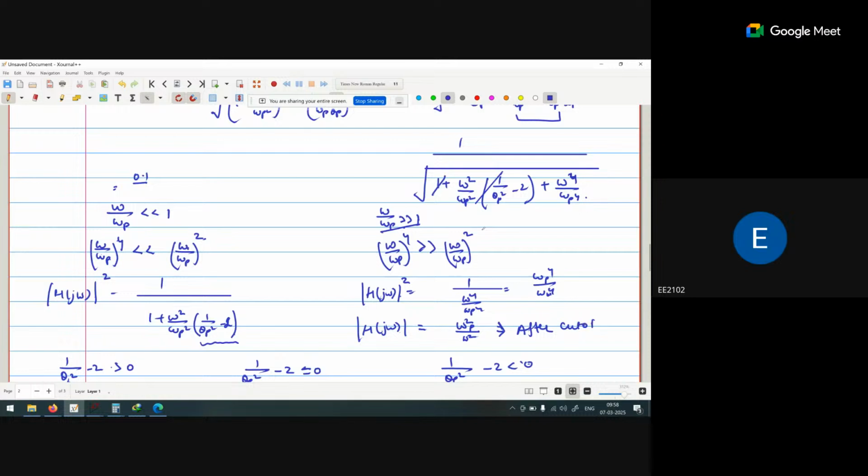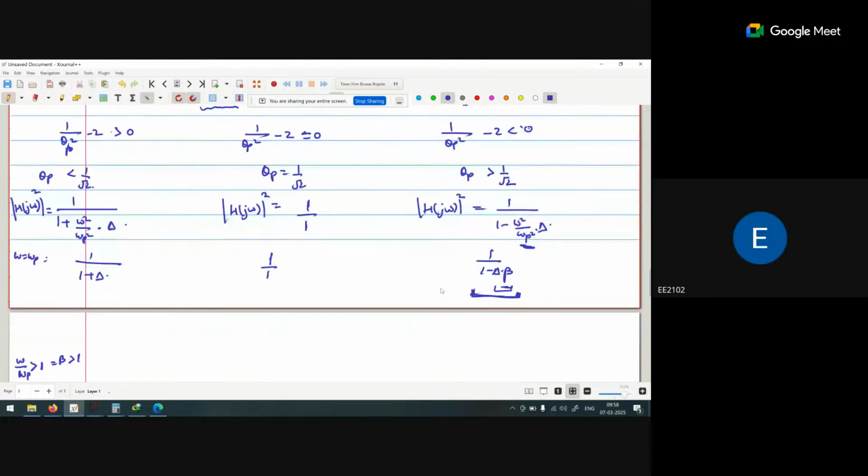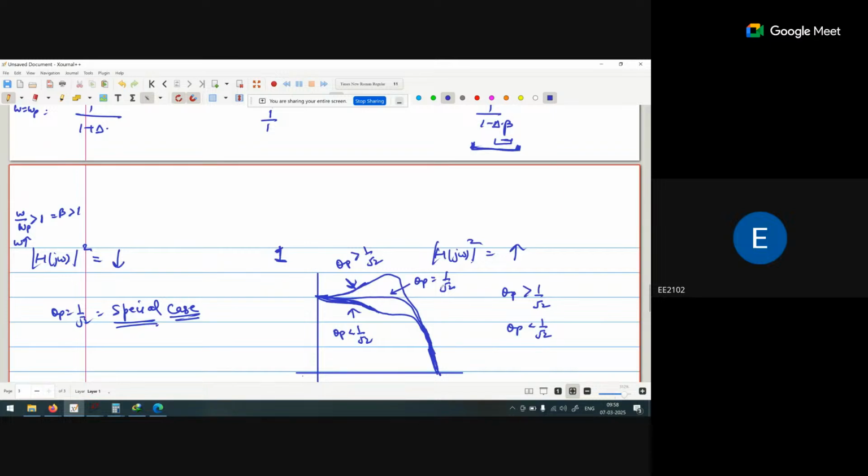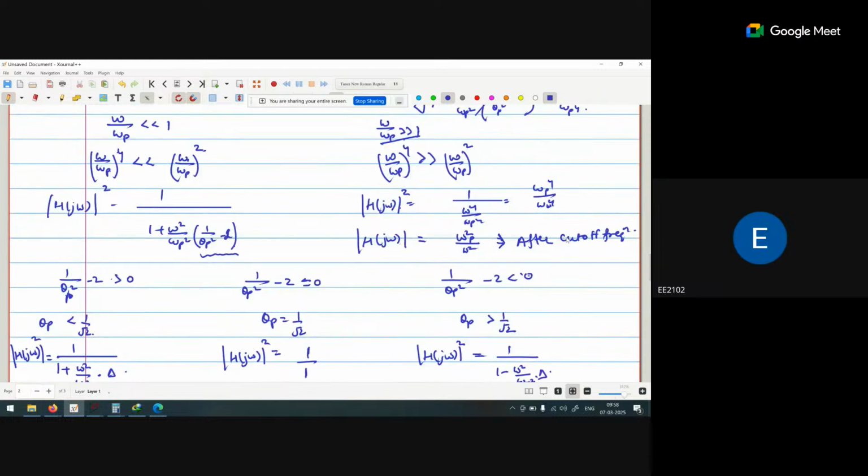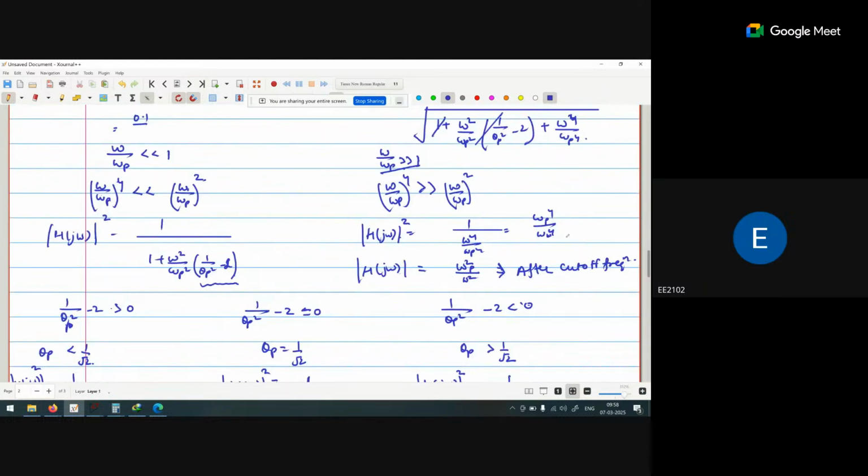But that condition will arise after the cutoff frequency. As I already told you with the graph, before that it will start increasing or decreasing on the basis of the Qp value. But after we reach the cutoff frequency, there is no effect of Qp. You can see that from this equation also. So when we increase the frequency, basically omega greater than omega p, the cutoff frequency, after that there is no effect of Qp. The only effect is omega p and omega.